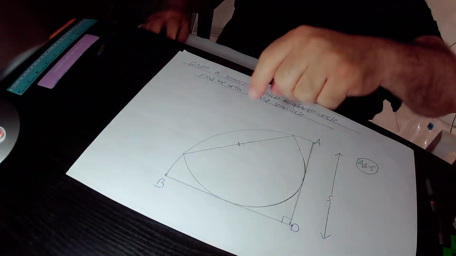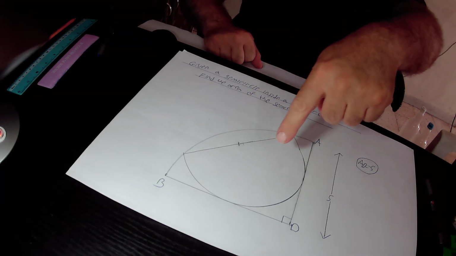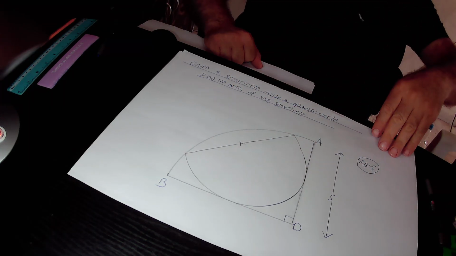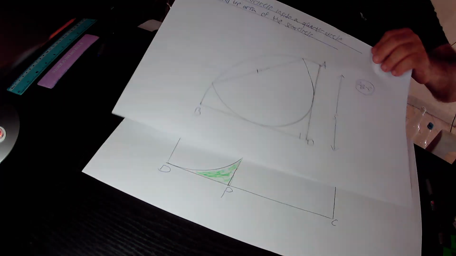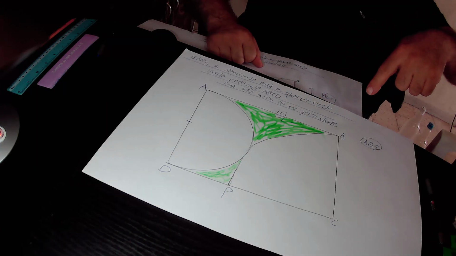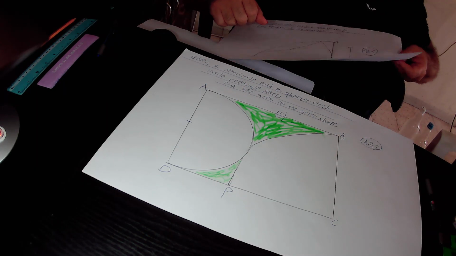Now, in this lecture, we'll answer two questions. In the first question, we find out the area of this semicircle that is inside quarter circle AOB. And in the second question, we find out the area of this green shape that is inside rectangle ABCD. So we'll start with the first question.